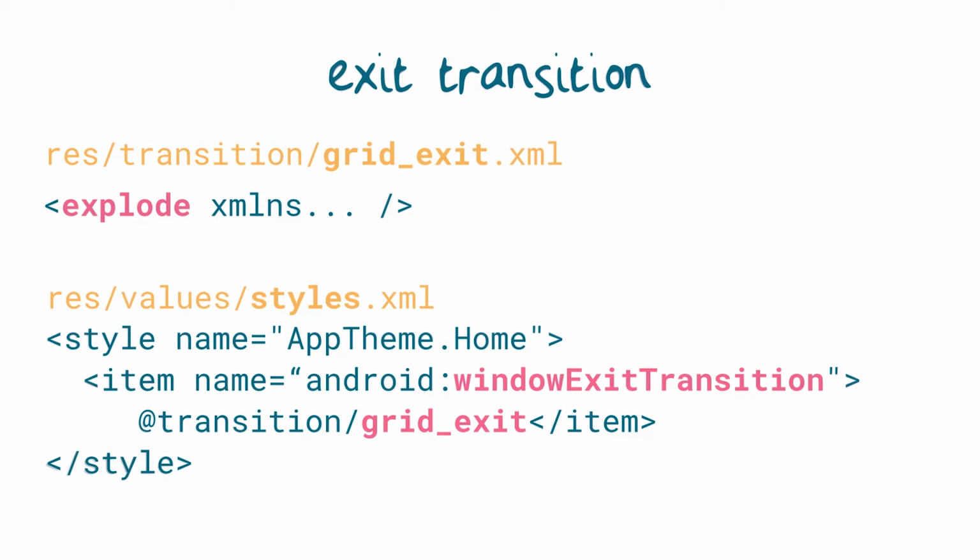Now, to assign the exit transition to the activity, we'll open the activity's theme and add an entry for window exit transition, which points to the transition we just defined.